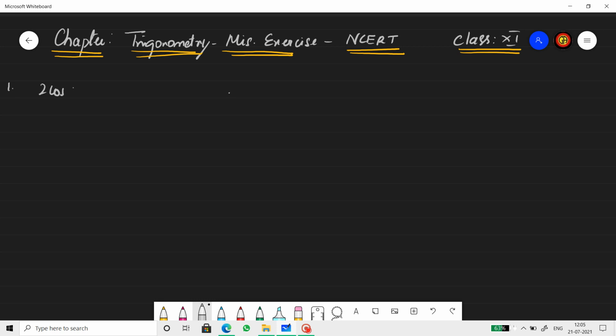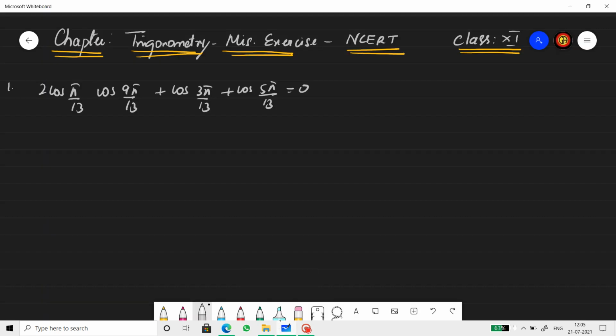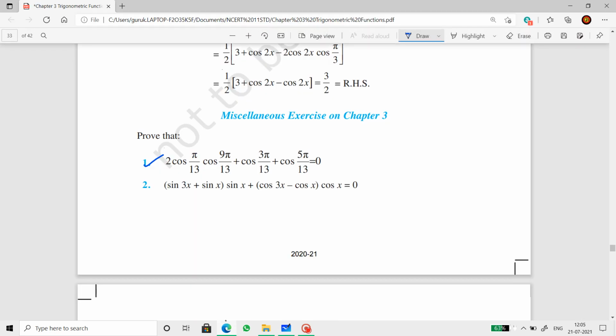2 cos pi by 13 into cos 9 pi by 13 plus cos 3 pi by 13 plus cos 5 pi by 13 equal to 0. Well, let's cross-check with the question. Pi by 13, 9 pi by 13, 3 pi by 13 and 5 pi by 13. Right. And as you can see, it's a proof sum. We need to prove that this is equal to 0.